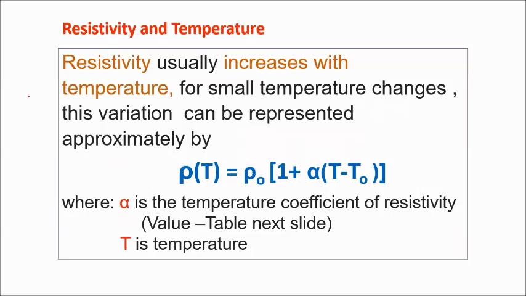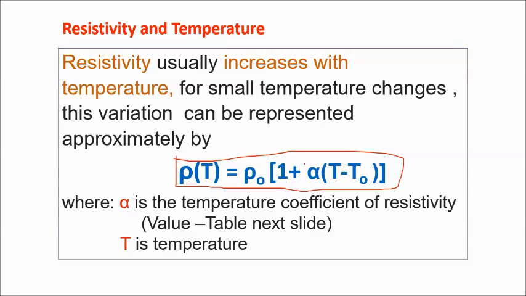So, what is the relationship between resistivity and temperature? Resistivity usually increases with temperature. For small temperature changes, this variation can be represented approximately by the formula. So resistivity at temperature T is equal to resistivity at T sub O multiplied by quantity 1 plus alpha multiplied by change in temperature.